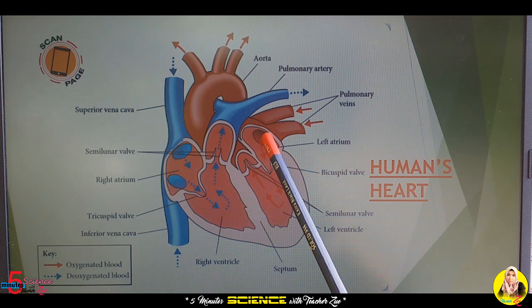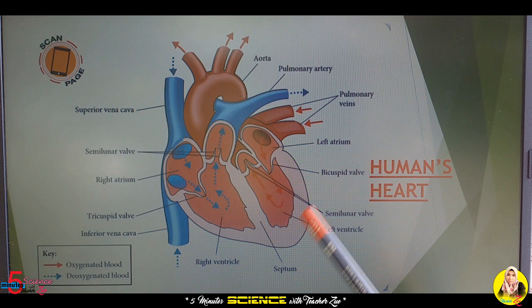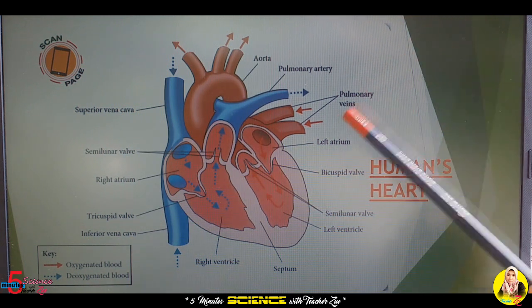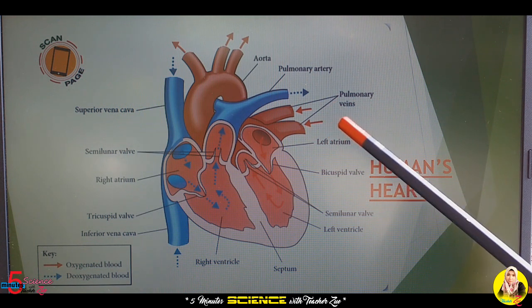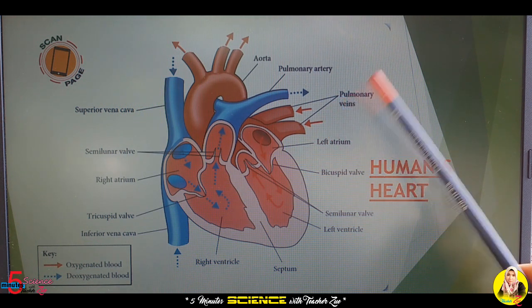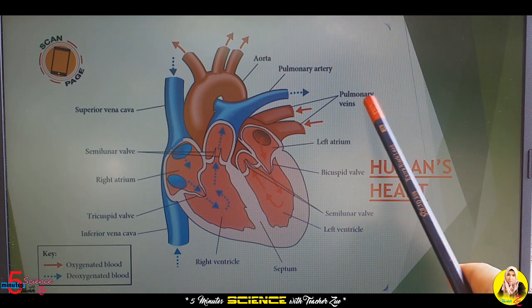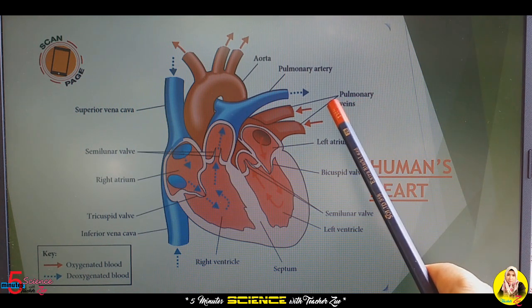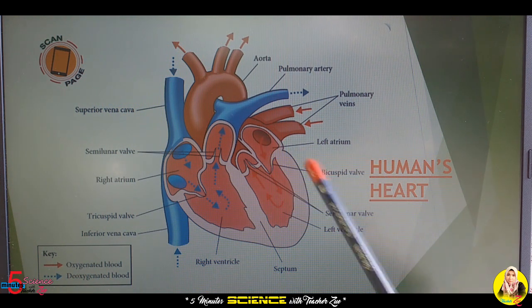So the blood will flow along this line. We start the sequence of the blood flow. We start from here. Blood, or red blood cells, will transport oxygen from our lungs. Then it flows through the pulmonary veins into the left atrium.